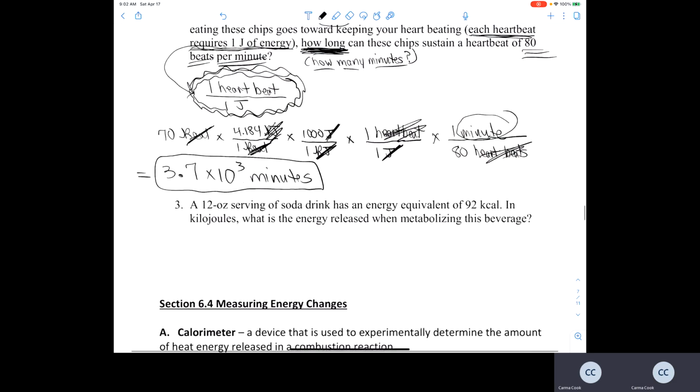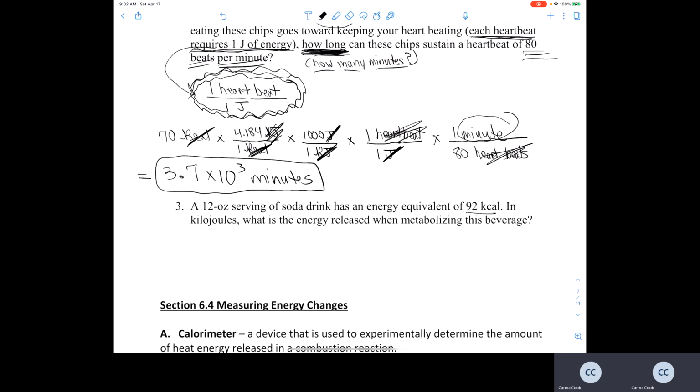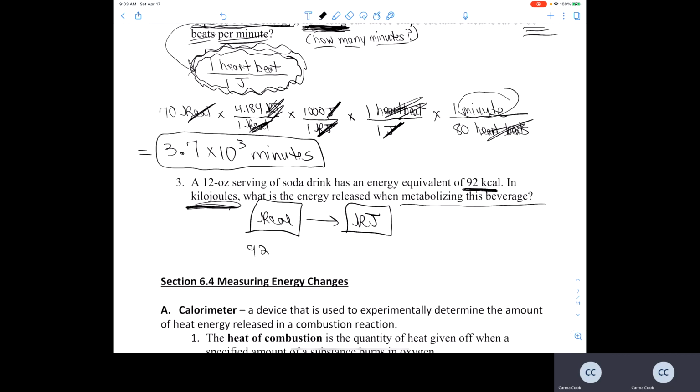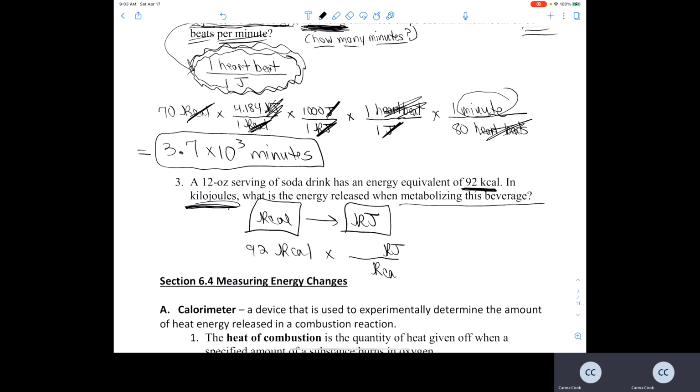Now, if we have a soda, 12 ounces of it, and the energy in that soda is equivalent to 92 kilocalories, what is the energy released when metabolizing this beverage in units of kilojoules? So we're just converting kilocalories to kilojoules. This is only a 1-step calculation, whereas in number 2, we had to do 4 steps. So 92 kilocalories. We want kilojoules. So kilojoules go in our numerator. Kilocalories go in our denominator. For every 1 kilocalorie, there are 4.184 kilojoules. Kilocalories cancel. We do our multiplication. We get 380 kilojoules.